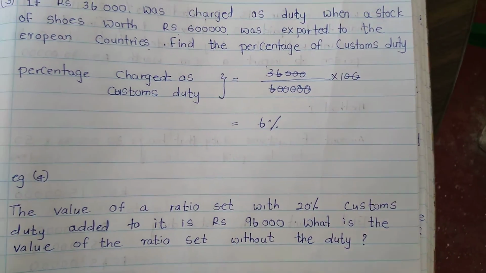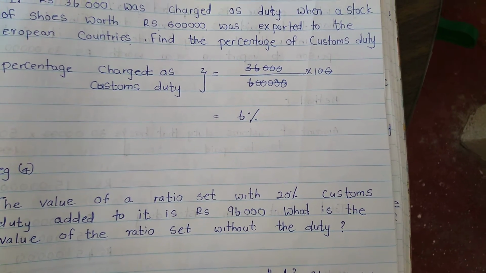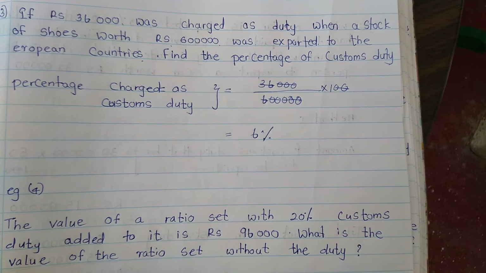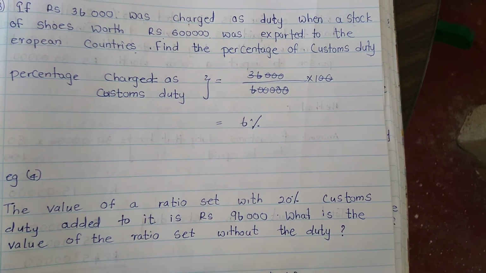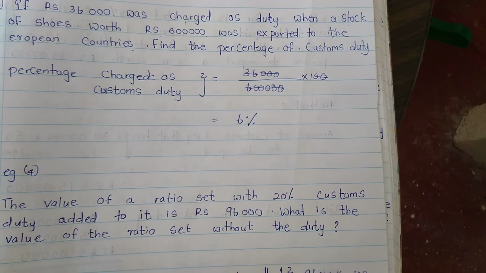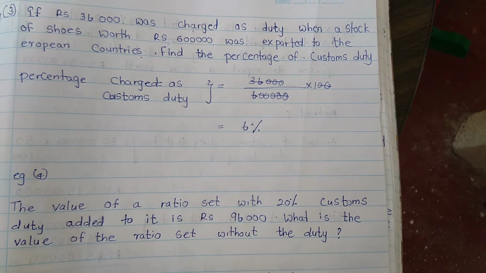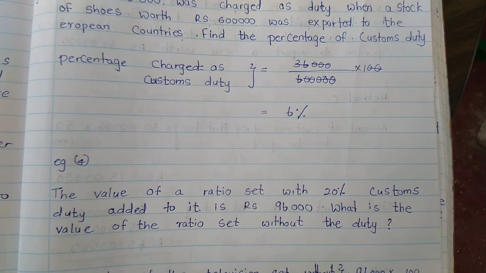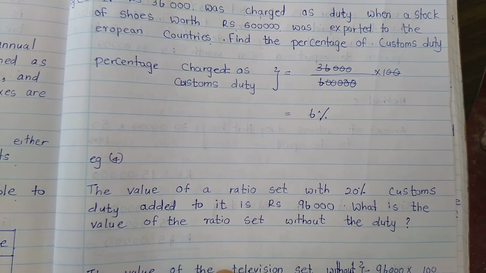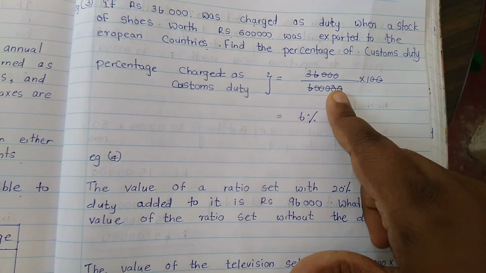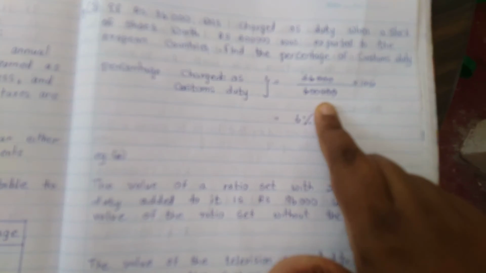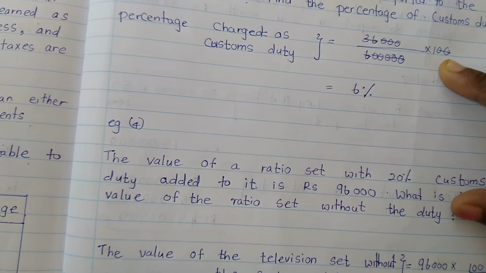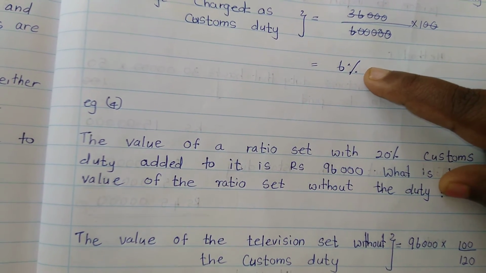Next one. If 36,000 rupees was charged as duty when a stock of shoes worth 6 lakh was exported to the European countries, find the percentage of custom duty. Percentage charged as custom duty, 36,000 to 6 lakh. We want to find the percentage, then multiply by 100. Then you will get 6%.